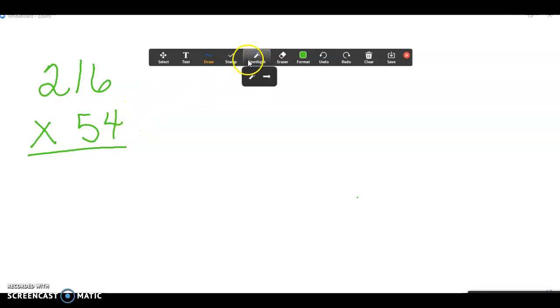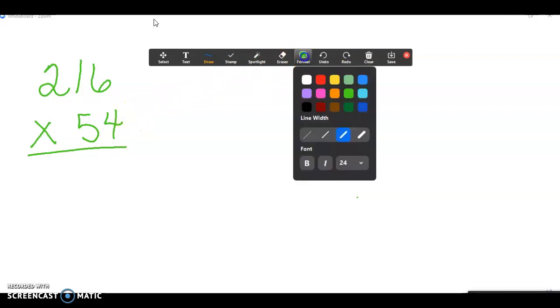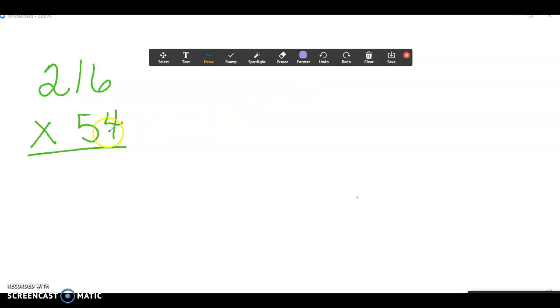All right, so I want us to estimate first. I see that both of these numbers have a tens place, so I'm going to round to the tens place. Looking here, this is a 5 or more, so that means this 1 actually needs to go to a 2. So 216 is closer to 220 than it is to 210.